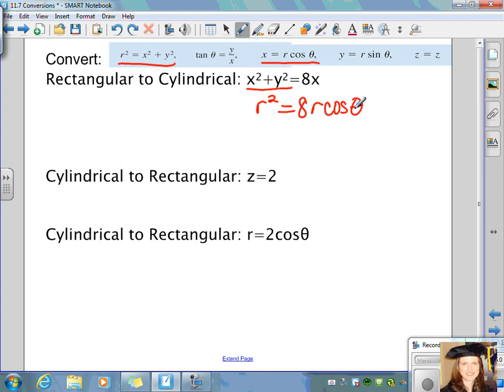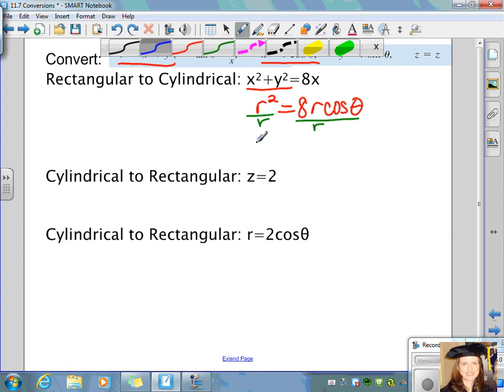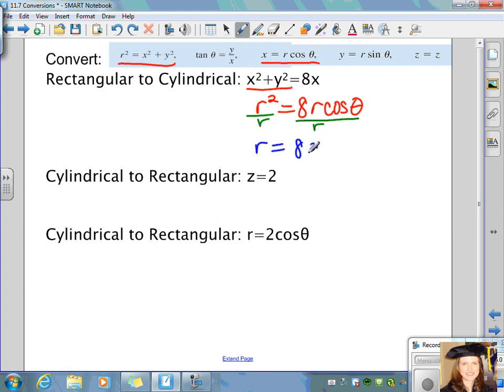Now it is often nice to be able to write this cylindrical surface using r equals something in terms of theta. Now both sides of this equation have an r. We can divide both sides by r without losing the surface to get r equals 8 cosine theta. So that would be our converted equation. The cylinder using rectangular is expressed as x squared plus y squared equals 8x, and using cylindrical coordinates, we can express it as r equals 8 cosine theta.